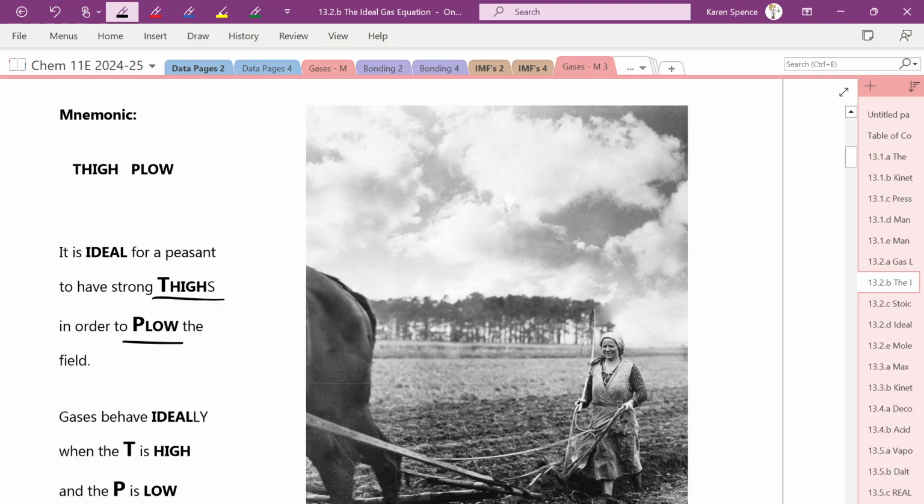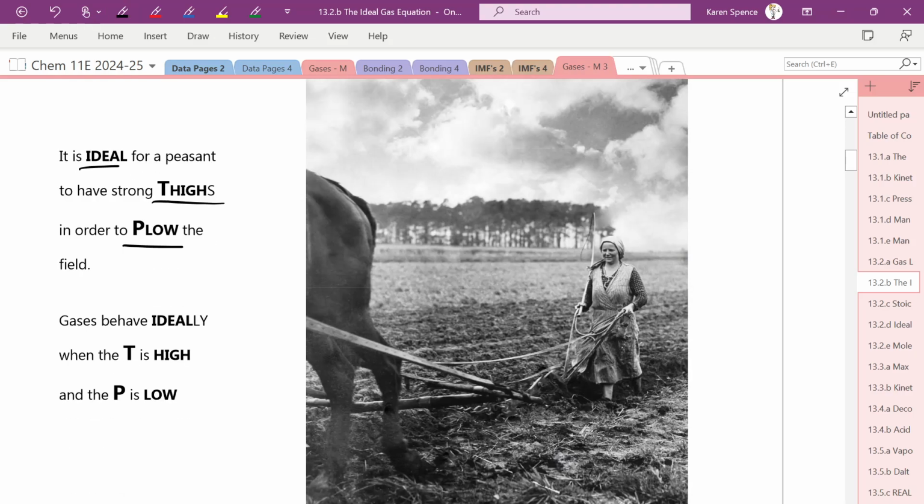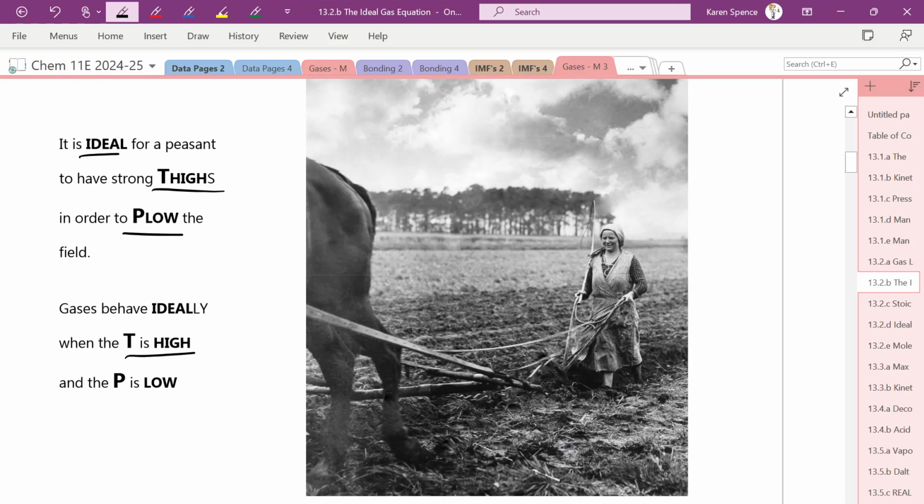So it is ideal for a peasant to have strong thighs in order to plow the field. All right, we have a little picture there. So gases are most ideal when the temperature is high, thighs, and when the pressure is low, plow. Okay?